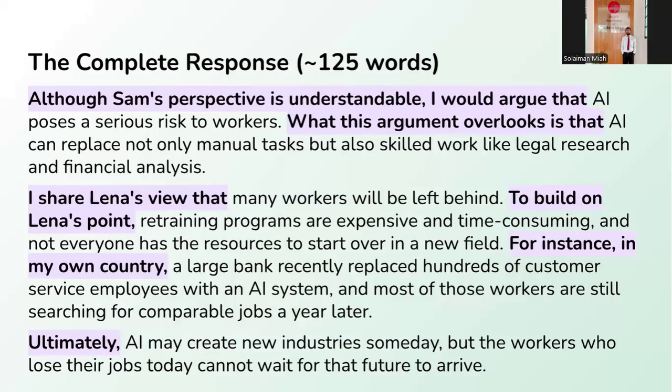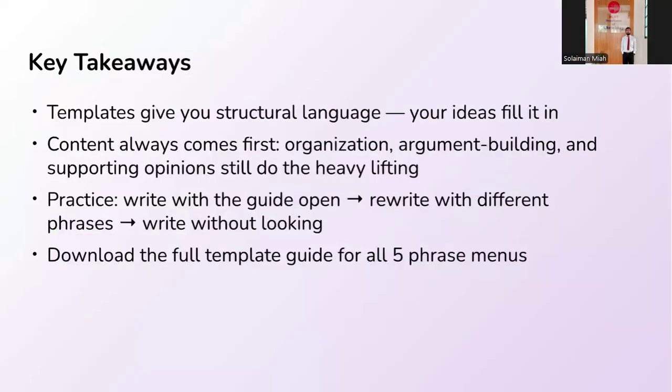The phrases pulled from the guide are highlighted in purple. Everything else, the examples about legal research and financial analysis, the bank that replaced its employees, the point about retraining costs, that's all original content. The response comes in at about 125 words. It references both Sam and Lena by name, takes a clear side, and reads as one connected argument from start to finish. So here's what to take away from this lesson.